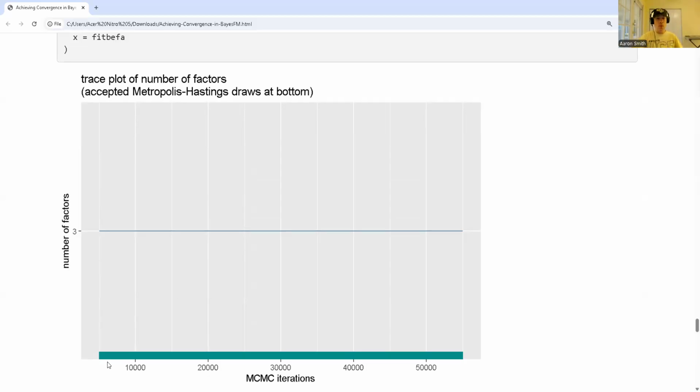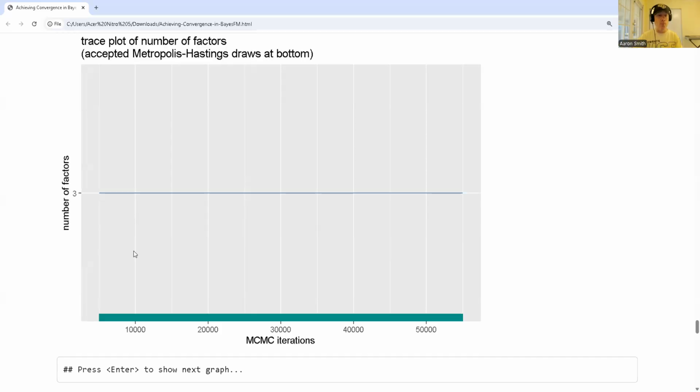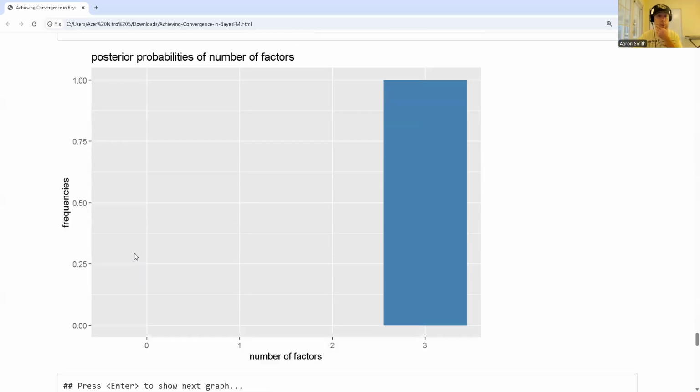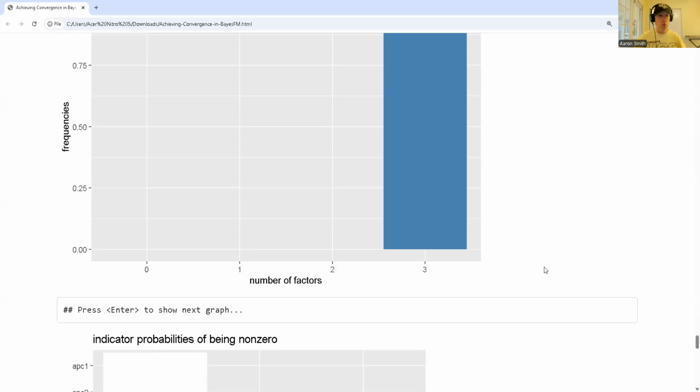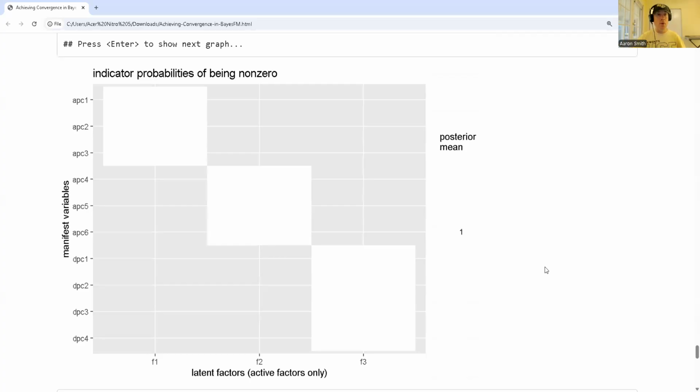And so here you can see that every time that there's a tick at the bottom, the iteration was accepted. So I set it up so that things are going to go easy peasy lemon squeezy. All the iterations were accepted, and it's very confident that because of how I set it up, the number of factors should be 3. This line is not bouncing around at all. Here's the posterior probability of 3 factors. It's saying 100% because I forced it to. Now the posterior mean is 1 every single time.